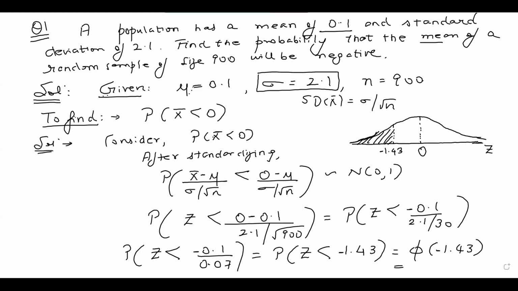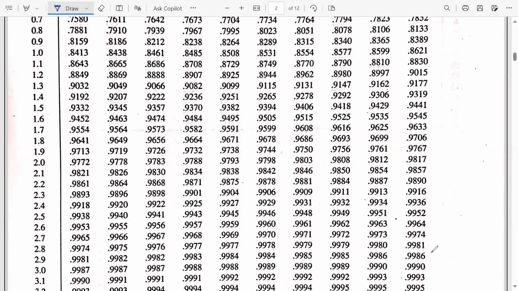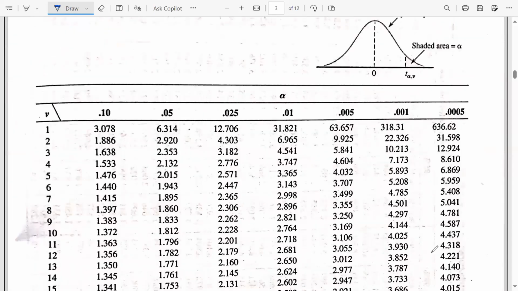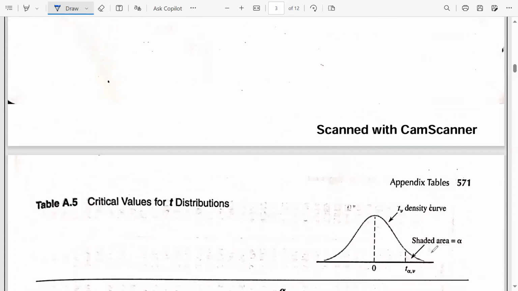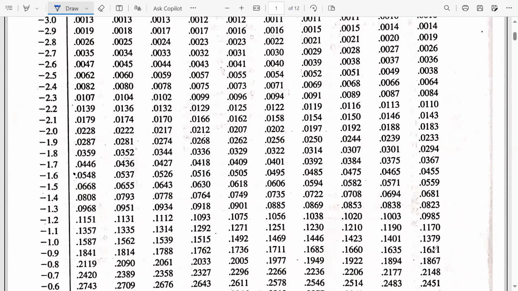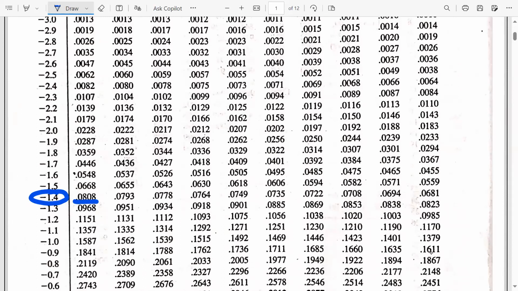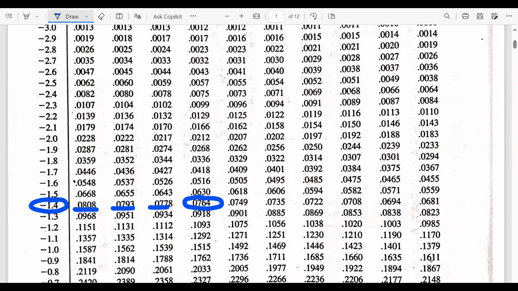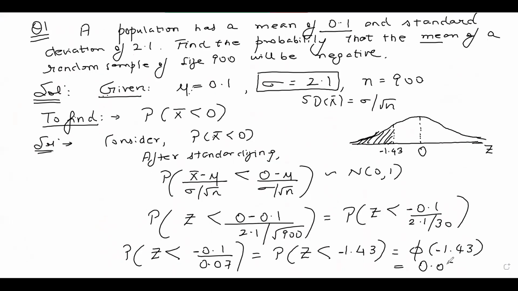So if I come to the Z tables now, minus 1.4 under 3. So let's come to that. So this is minus 1.4, 0, 1, 2, 3. So my answer is 0.0764. This is from the Devore tables, 0.0764. This is my answer for this particular question.